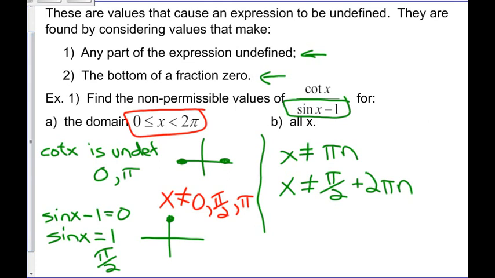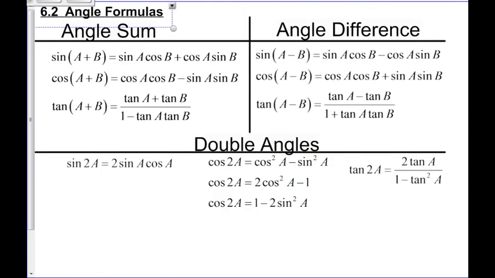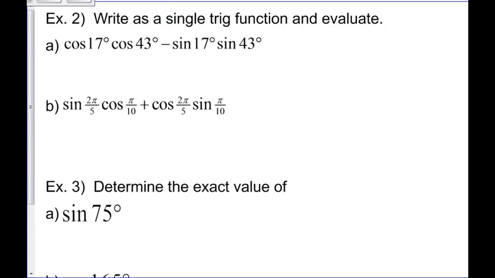Okay, so after we deal with non-permissible values, we have all these angle, sum, and difference identities. And again, there's a handout here that you can download and you could print off, and it's got all these formulas. They're also in your textbook. And all we do with them is we try and use them to simplify some expressions.